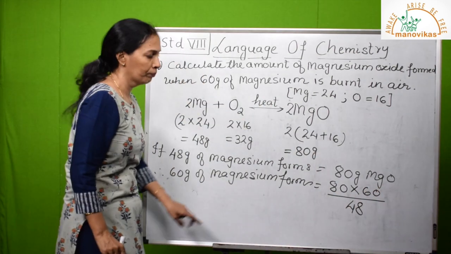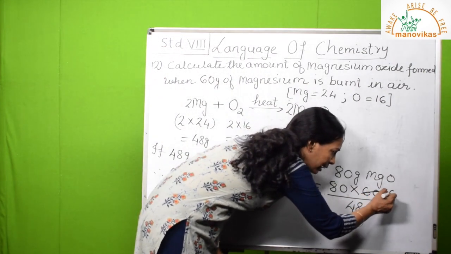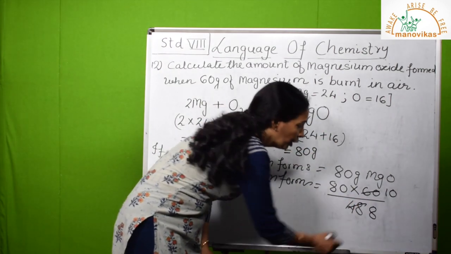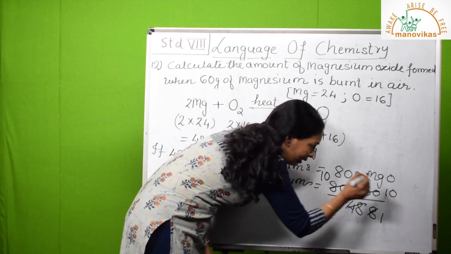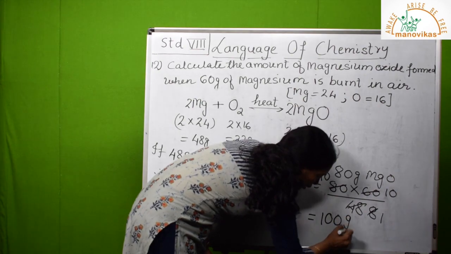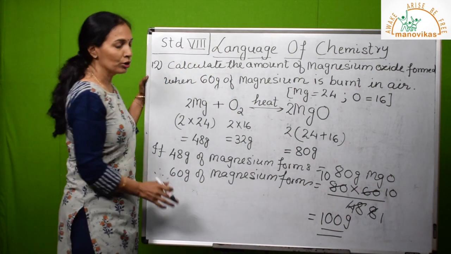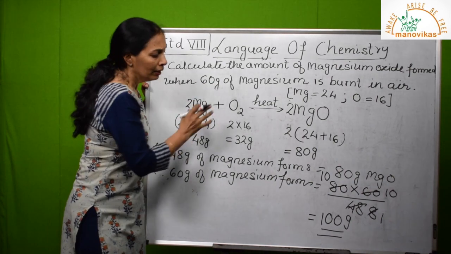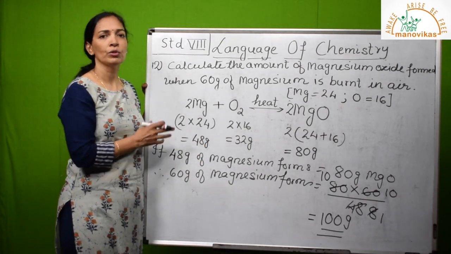Cross multiplication. Now we will solve this. 60, so this is 6 ones are 6 and 10s are 10. 6 8s are 48. Now 8 ones are 8 and 8 10s are 80. So 10 into 10 will give you 100 grams. So this is the answer: 100 grams of magnesium oxide. So you have to write: 60 grams of magnesium when burnt in air gives 100 grams of magnesium oxide. This is how you have to solve the sum.